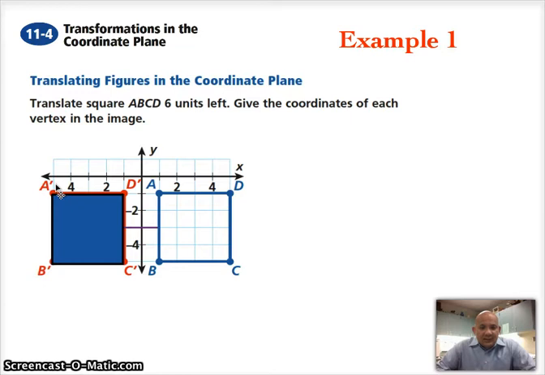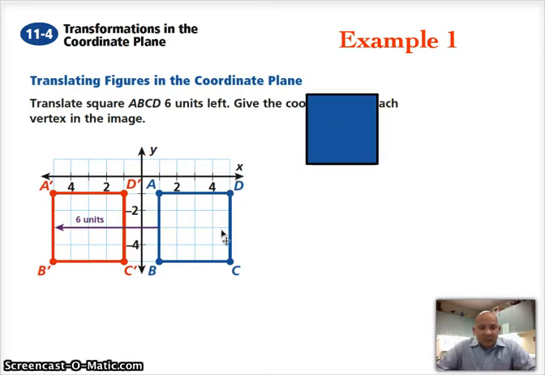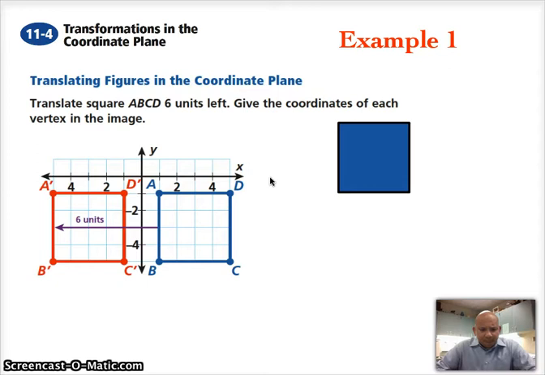Notice that the designation for this new place is also A, B, C, D, but it has this little apostrophe. Now that apostrophe we call prime. So this is A prime, B prime, C prime, D prime. All it means is it's essentially just the translation or the movement of that initial square. How do we do that?